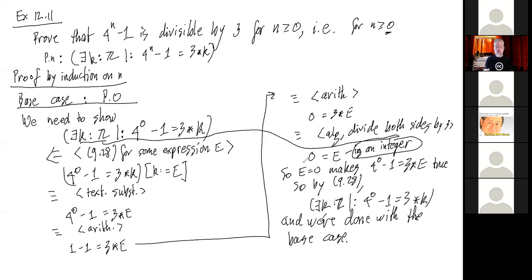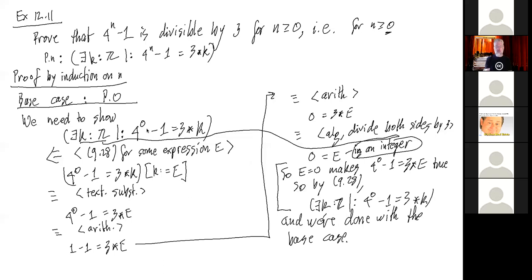And so we're done. I mean, really, I didn't necessarily need to repeat all of this. I think we could have gotten here and just said, and we're done with the base case. But this just recaps what this all means, that this makes this true, and then by 9.28, that implies this. And that was the thing we were trying to show.